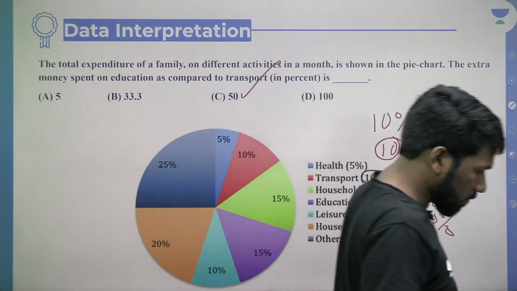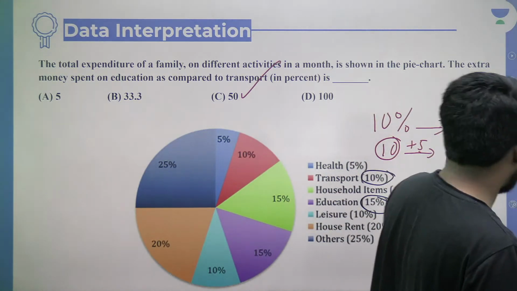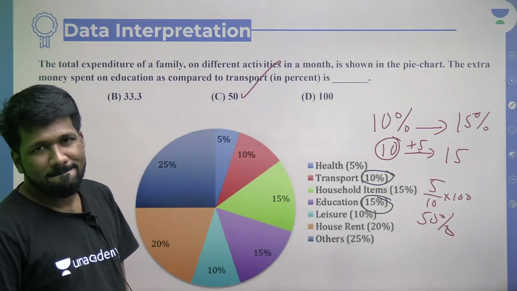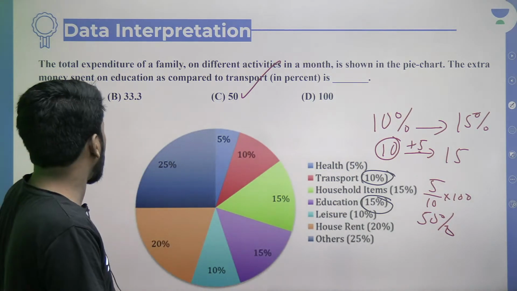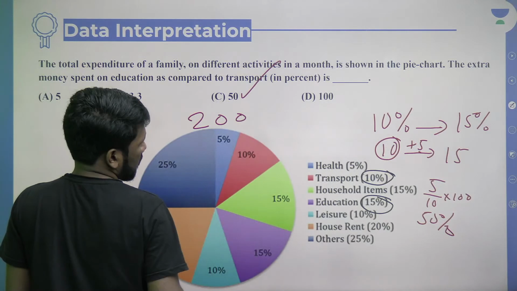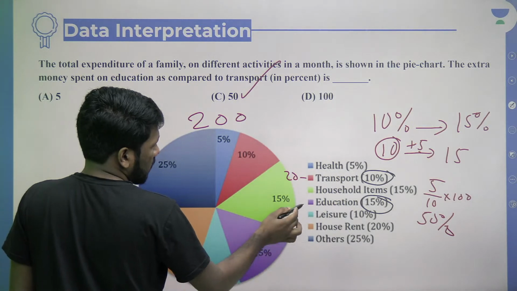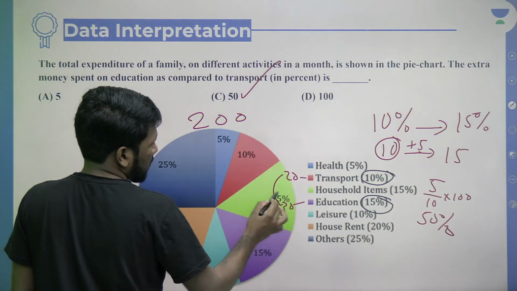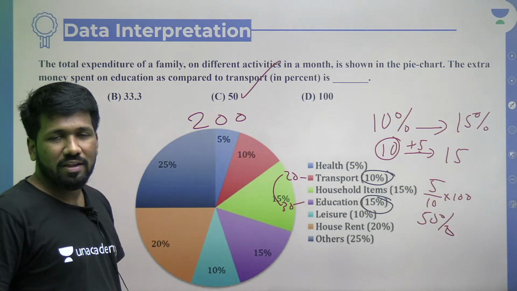Did you all understand how 50% is the answer? Many of you got option A, but option A is totally wrong. It is not 10 and 5, 15 difference. Are you understanding? I will tell you, those people who thought 5 is the answer: what if the pie chart's total value is 200? Then 10% of transport will be 10% of 200, that is 20, and education will be 15% of 200, that is 30. Now the difference is 10, right? So your answer will change all the time when the total value changes.